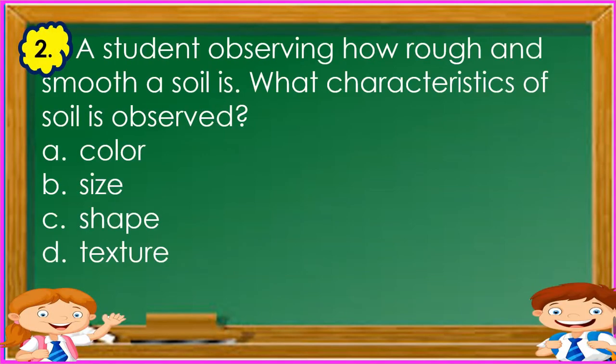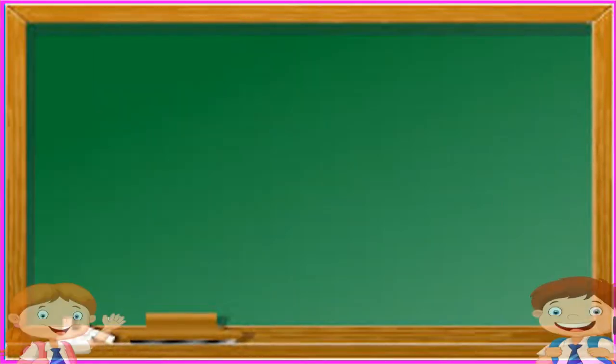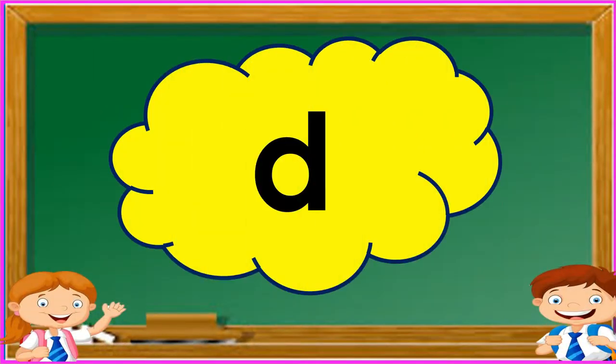Number 2. A student observing how rough and smooth a soil is. What characteristic of soil is observed? Letter A. Color. Letter B. Size. Letter C. Shape. Letter D. Texture. The correct answer is letter D.